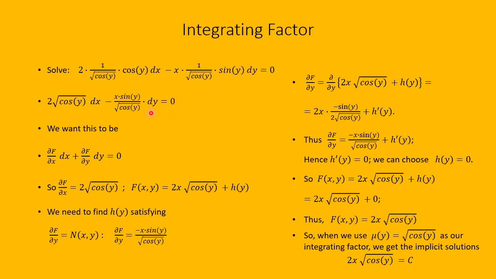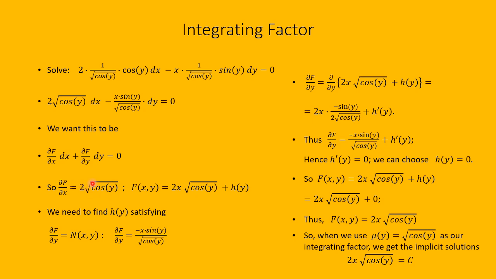Okay, and this should be exact, and so what we want to do is to find a function f of x,y, such that this equation is going to be the partial of f with respect to x dx plus the partial derivative of f with respect to y dy equals 0. So that means that the partial of f with respect to x has to equal 2 square root of cosine y. That's what we have right here.